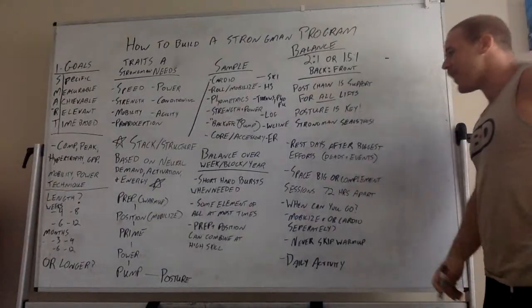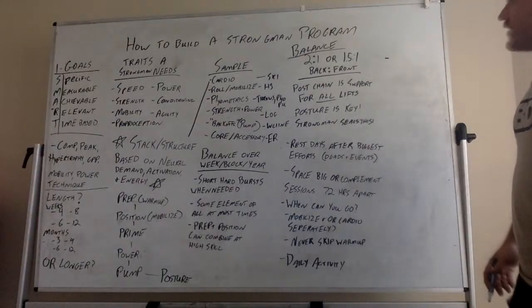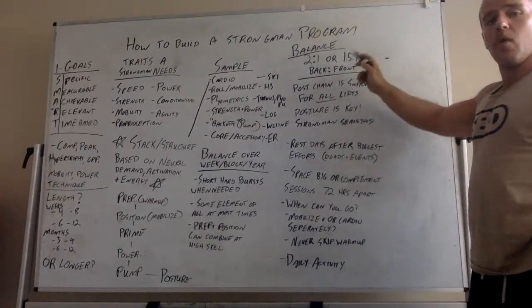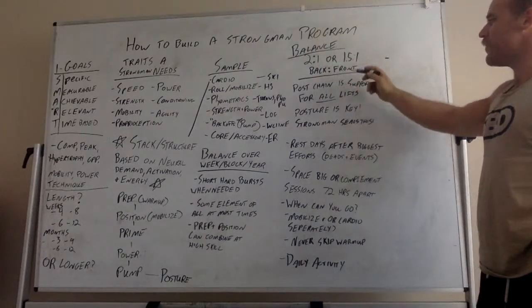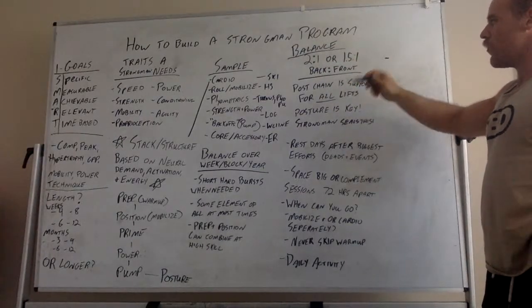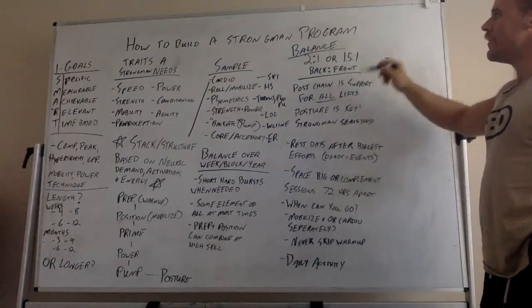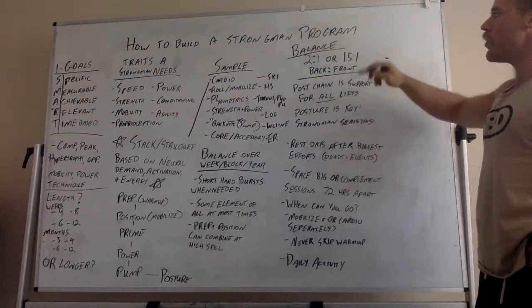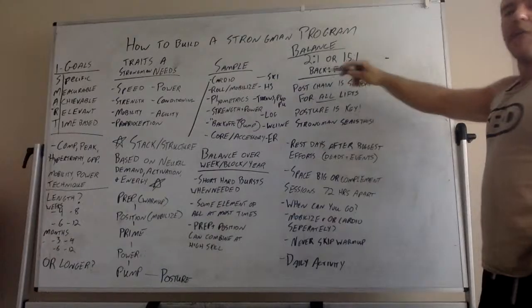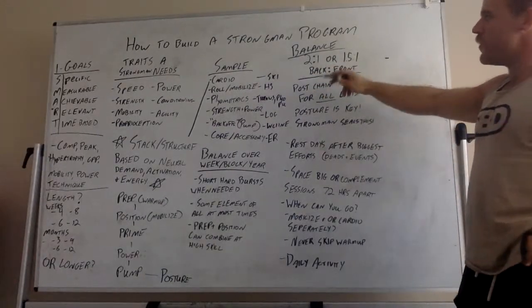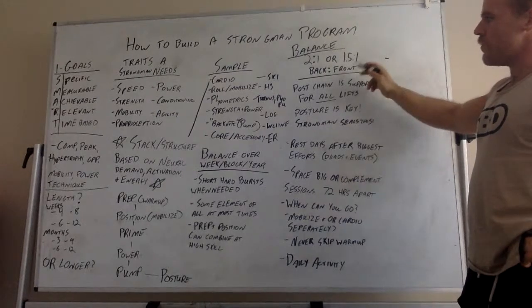Now, when we're actually finding this balance, one technique we can use is a 2-to-1 or 1.5-to-1 back-to-front ratio. And the reason for this is your posterior chain is the support for all lifts, right? So when I say 2-to-1 or 1.5-to-1 back to front, I mean you should be having 2 back accessories or 2 back movements for every 1 front movement.